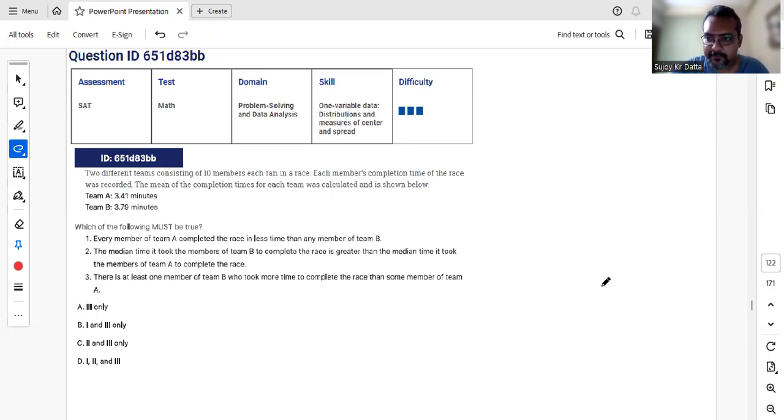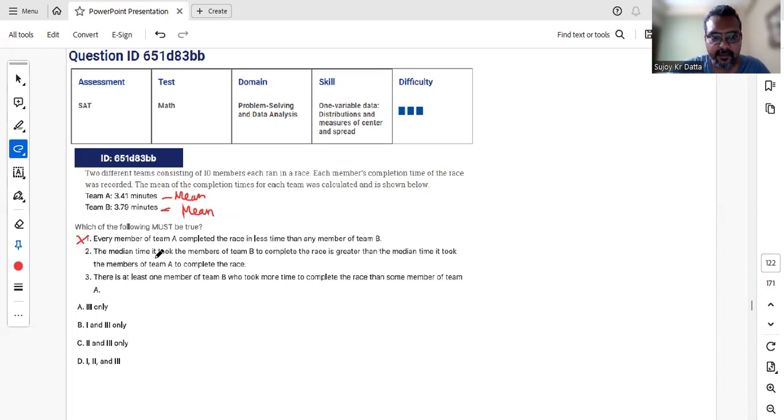So this one says two different teams consisting of 10 members ran a race, and so on. This is the mean of A and this is the mean of B. Clearly, the mean of B is higher than that of A. Which of the following is true? It says every member of A completed in less time than B. No, that's not necessary. There might be that all members of A took 1 minute and there was one who took some 100 minutes, something like that. That increased the mean to 3.4.